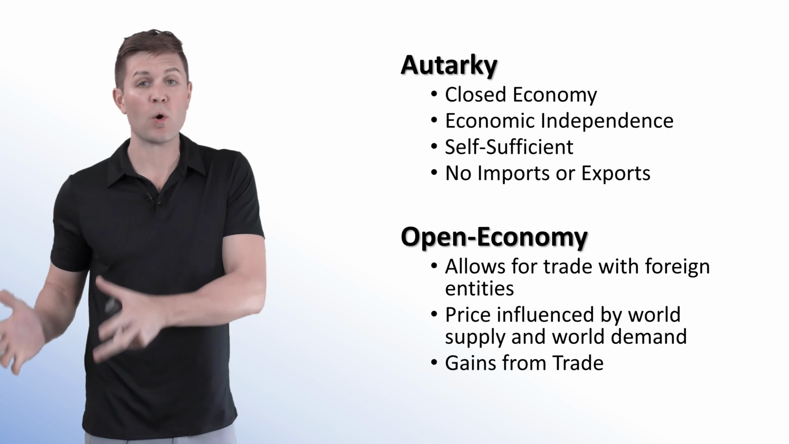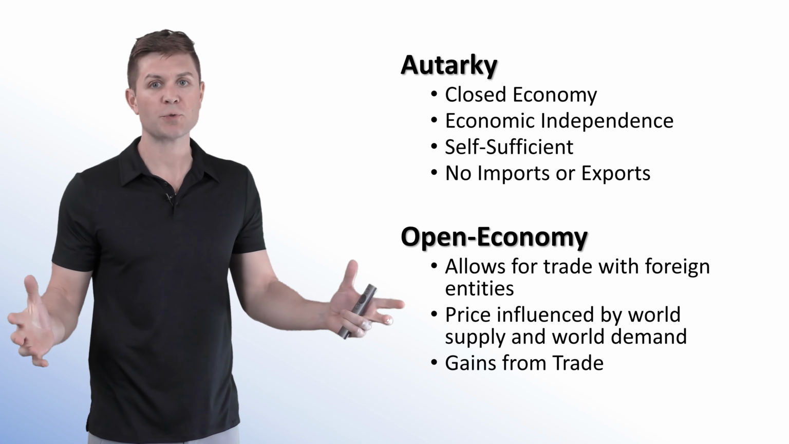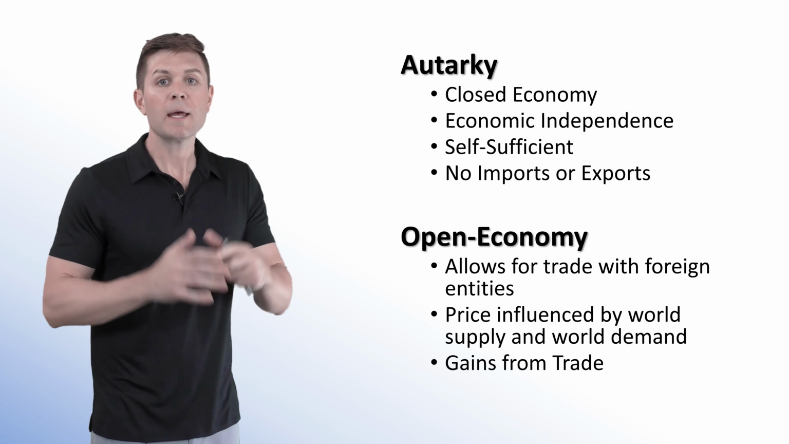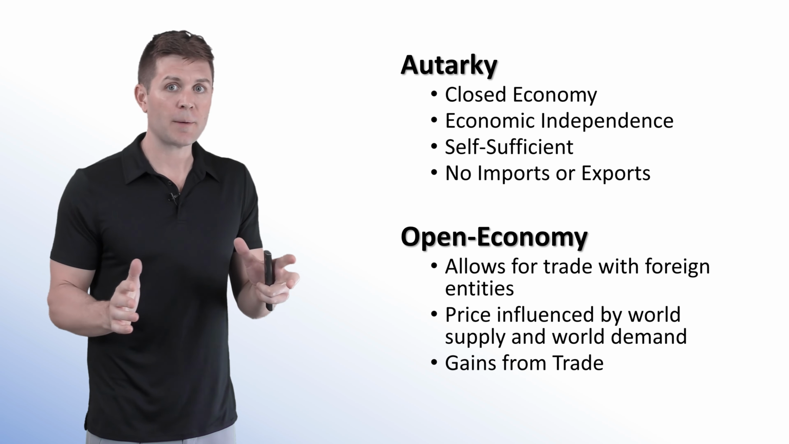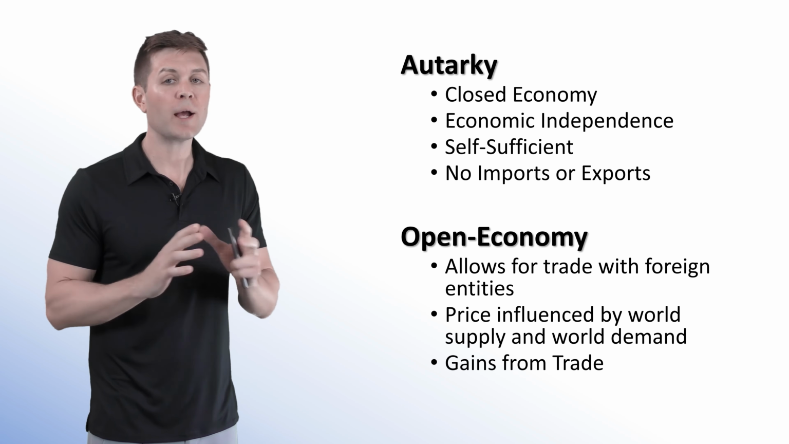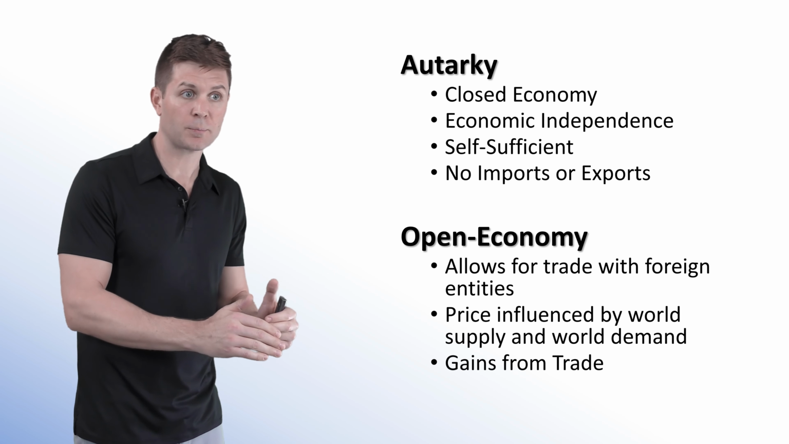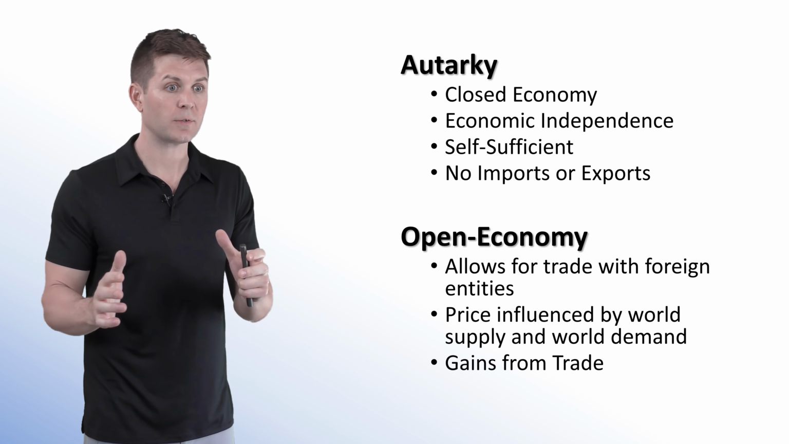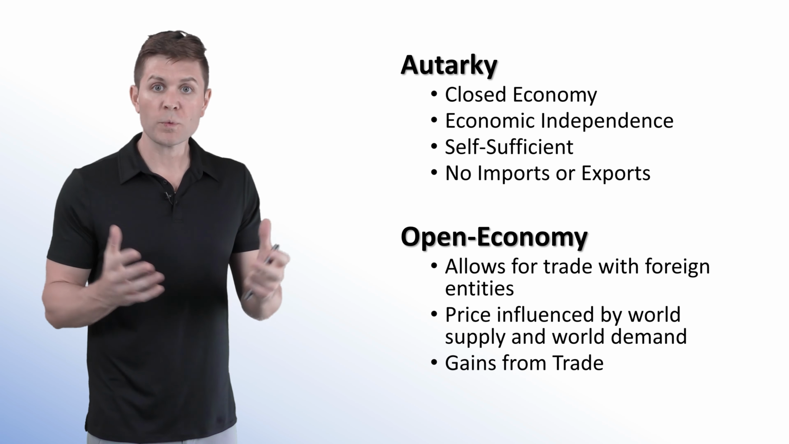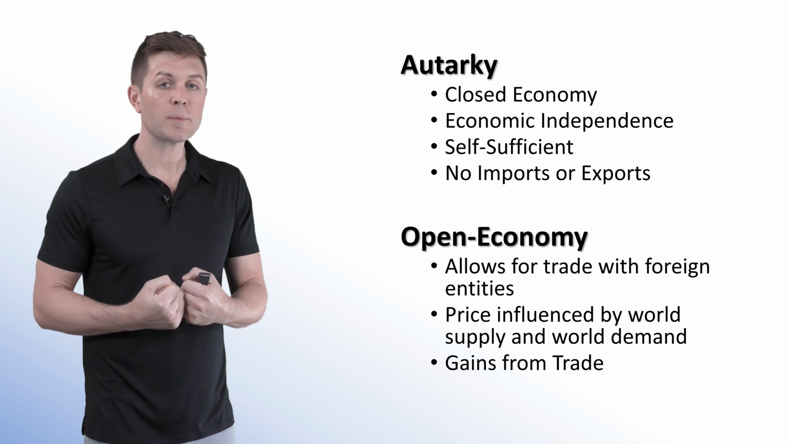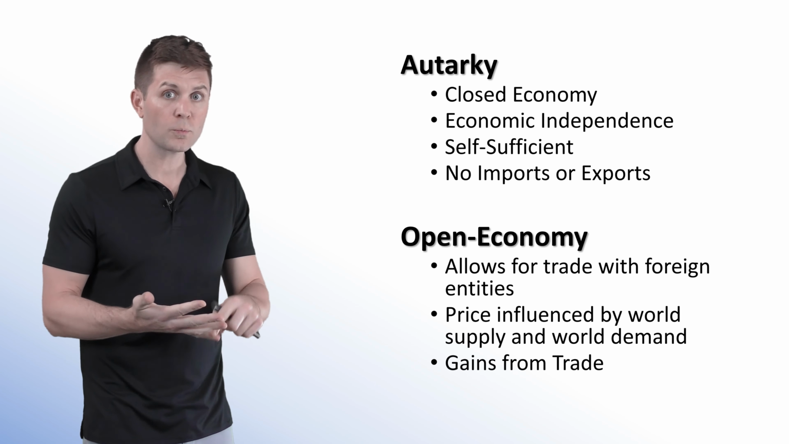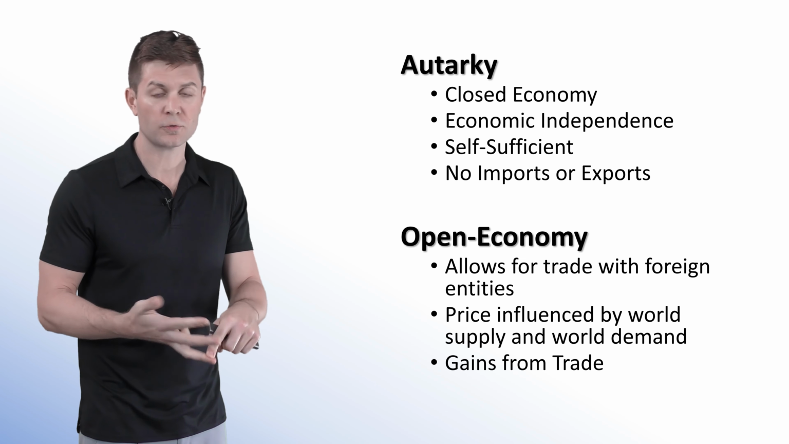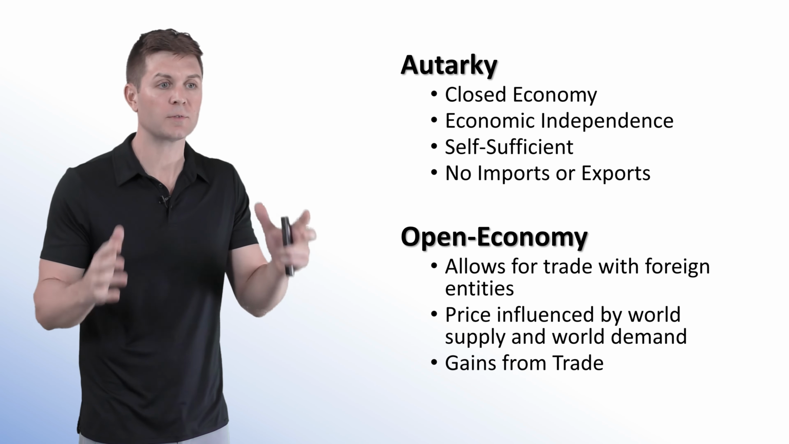Now, on the other hand, we have open economies. These allow for trade with foreign entities. When we're looking at an open economy, price is going to be influenced by the entire world, or everybody engaged in the trade. You're going to have a world price and you're going to have a domestic price as well, but it's going to be the world price that dictates how things are done. We also realize the gains from trade. So we're going to be looking at gains in consumer or producer surplus and as well total surplus in the open economy.